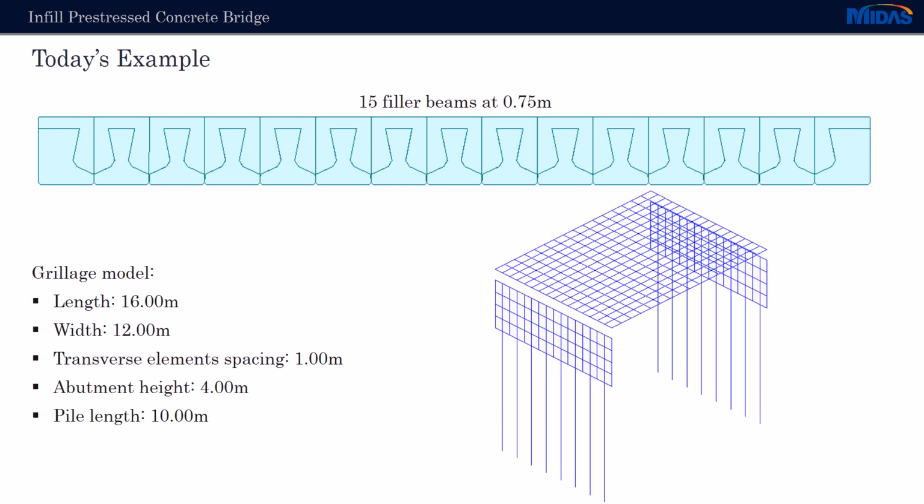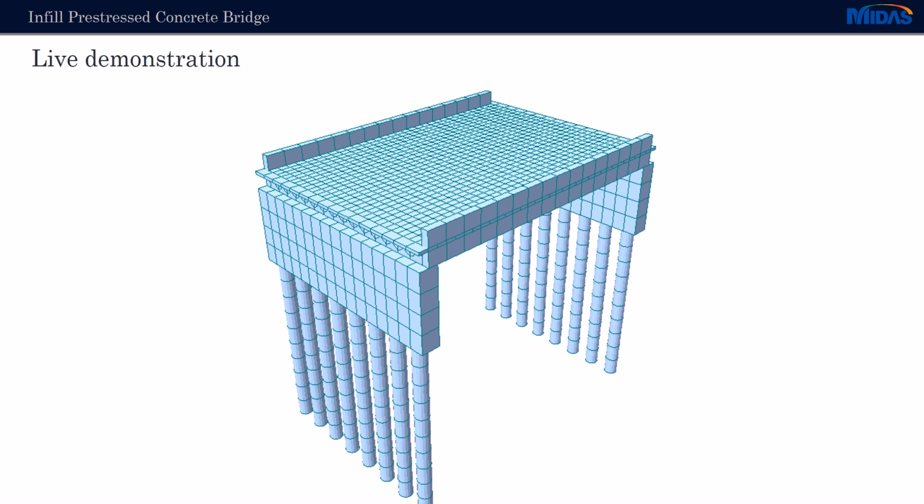In today's example, I will model a bridge that has 15 filler beams at 0.75 meter centers with one edge beam on either side. The length of the bridge is 16 meters and the width of the grillage model is 12. Transverse elements are spaced at 1 meter, with the abutments being 1 meter in thickness and having a height of 4 meters. And the piles will be 10 meters long. This is how the model will look, and now I'll go straight into modeling.